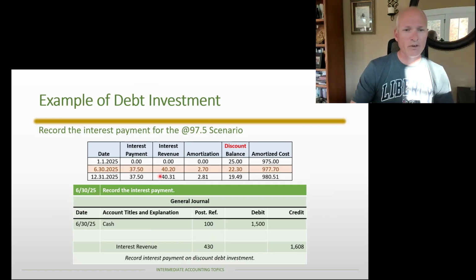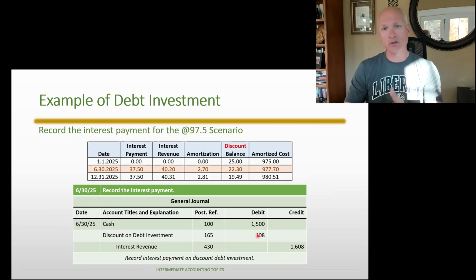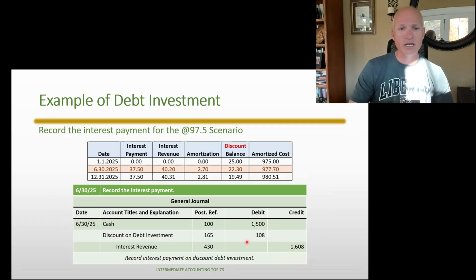So that is the amount of cash that we receive. Of course, the interest revenue is based on the $40.20, again applied to 40 bonds, and so the total interest revenue is 1,608. And the amortization of the discount, again, the discount is a contra asset, so it has a credit balance. To amortize that account, we need to debit the account. It's $2.70 per bond times 40 bonds, which is $108.